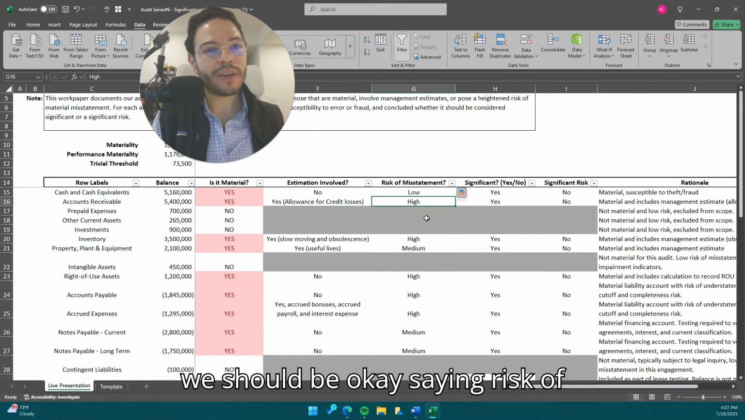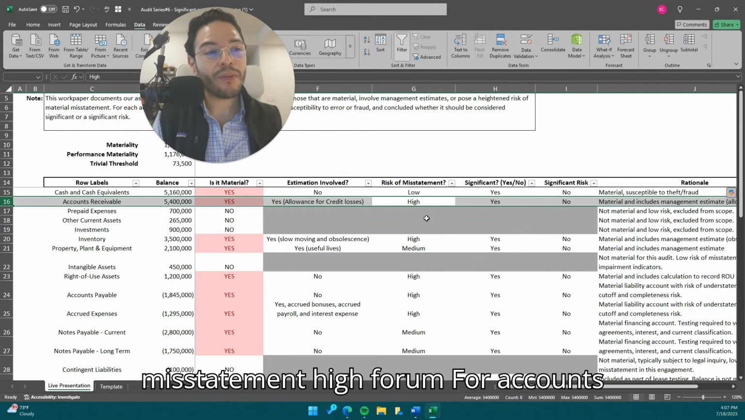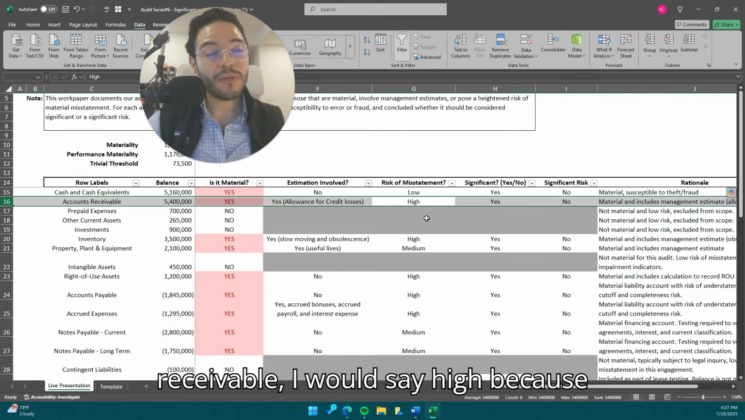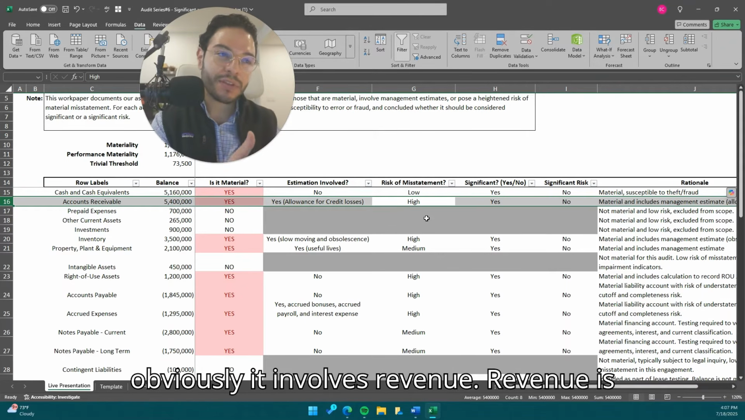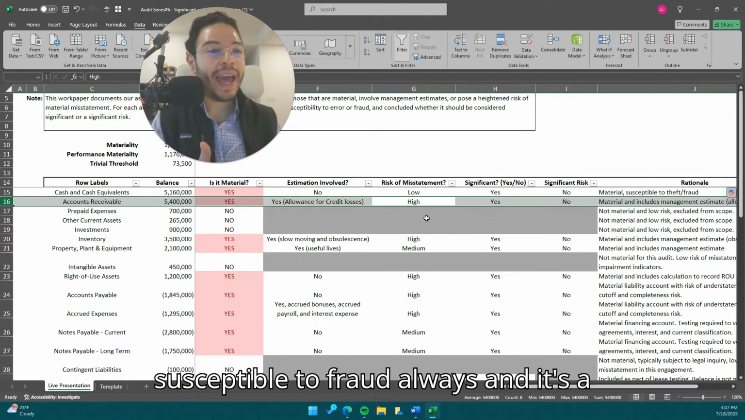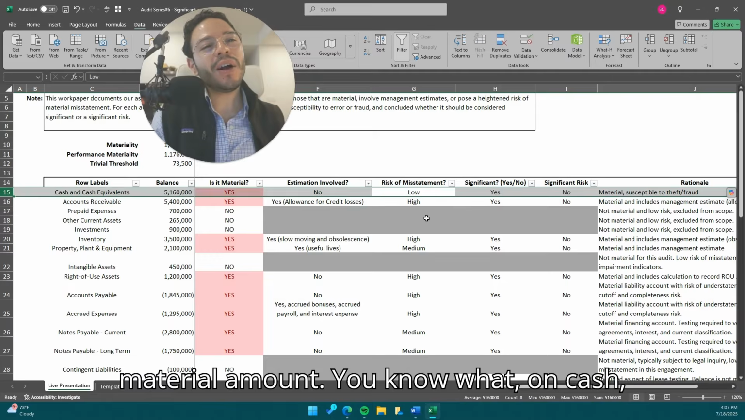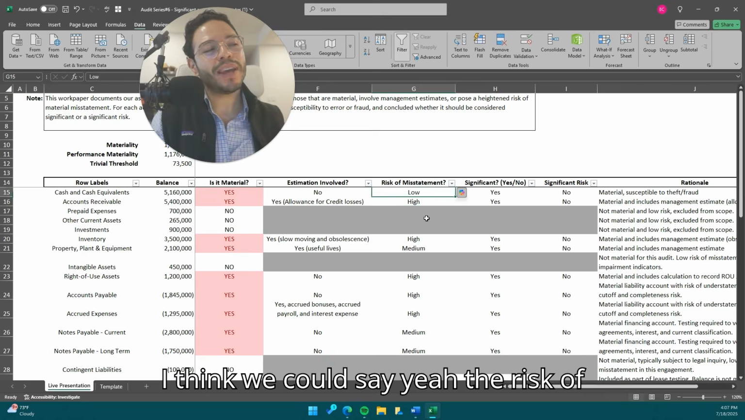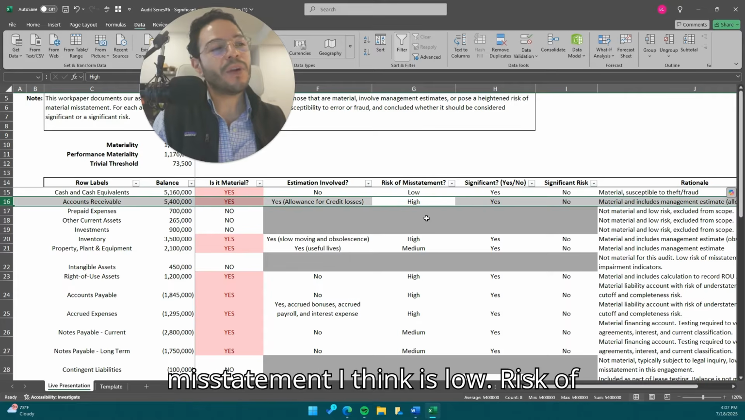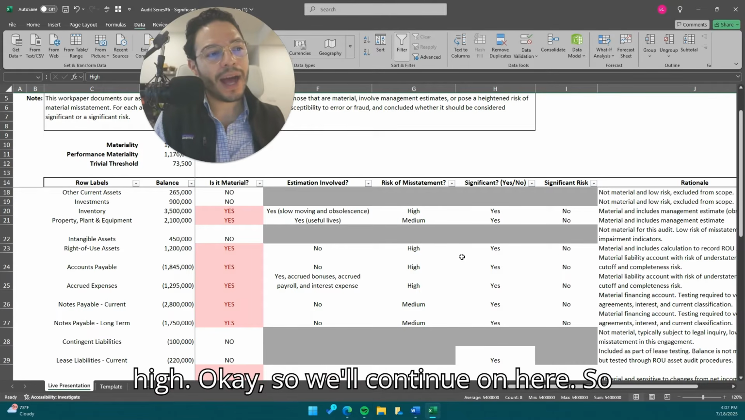Overall, I think we should be okay saying risk of misstatement high for accounts receivable. I would say high because obviously it involves revenue. Revenue is susceptible to fraud always, and it's a material amount. You know what? On cash, I think we could say the risk of misstatement is low. Risk of misstatement for accounts receivable, high. Okay, as we continue on here, let's go through.